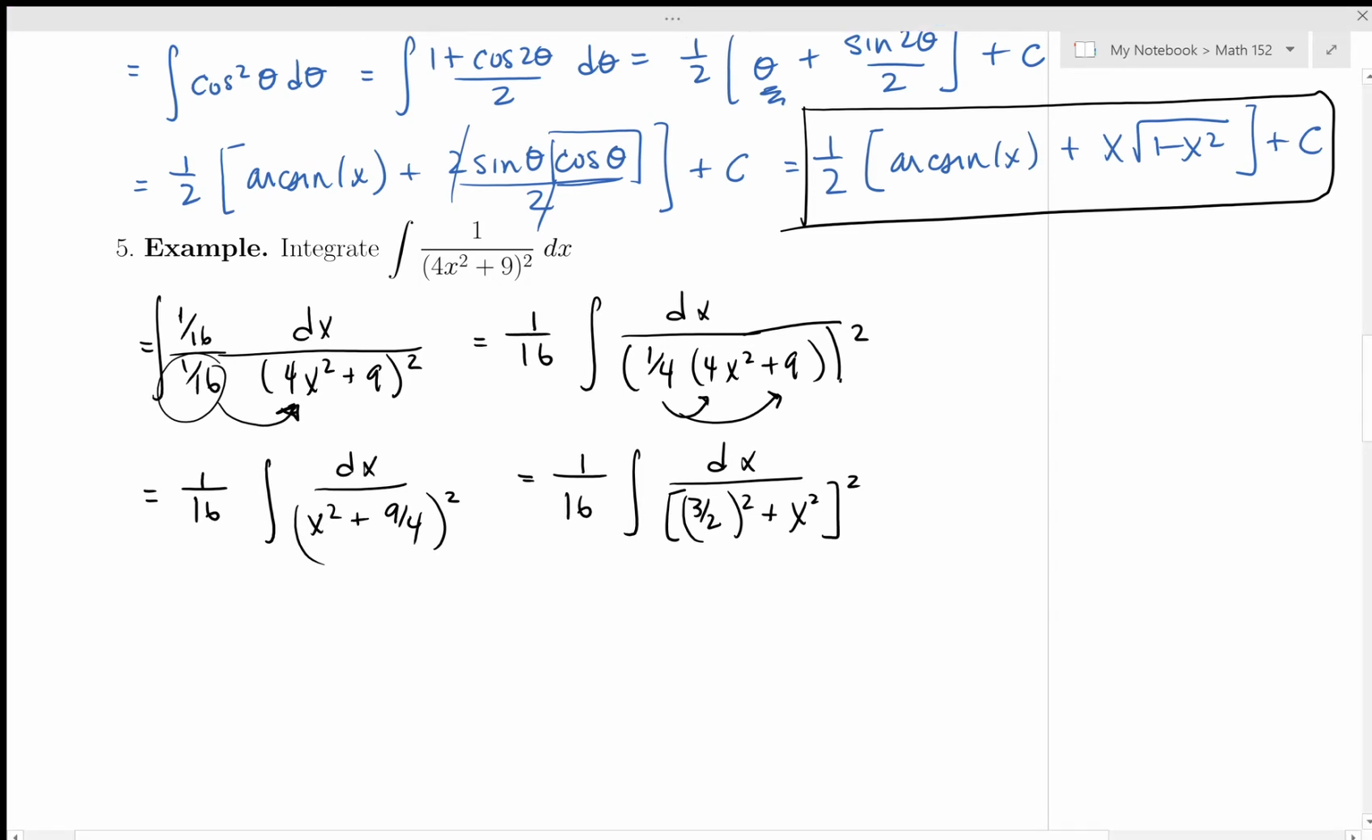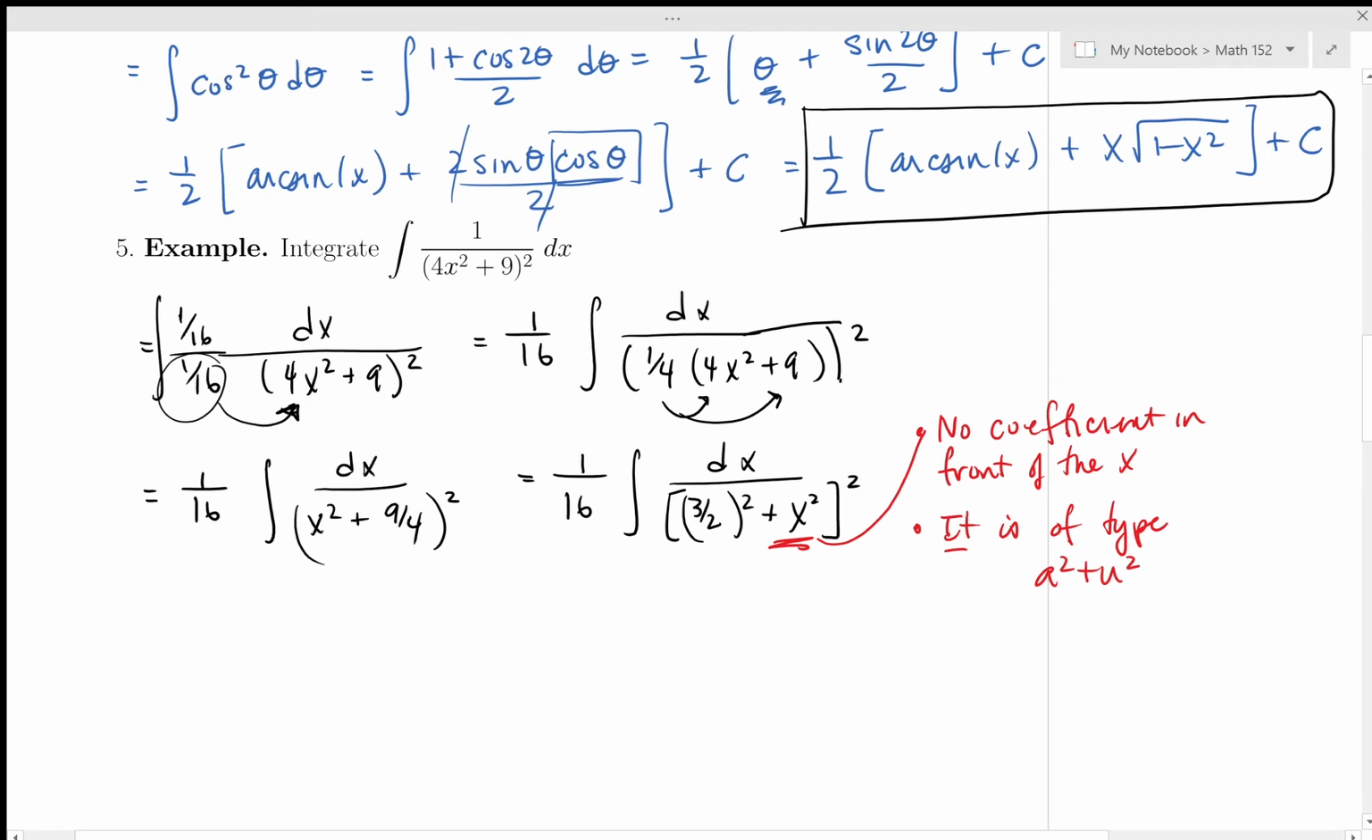So I haven't done any integrating really at all. All I've done is algebraically manipulate the integrand so that you'll notice there's no coefficient in front of the x. Okay, and so now what we have, the integrand, is of type a squared plus u squared. So I have something that's squared plus the variable squared. That is the type that it is.